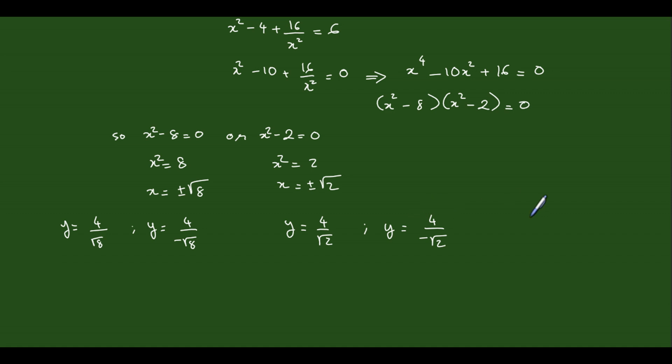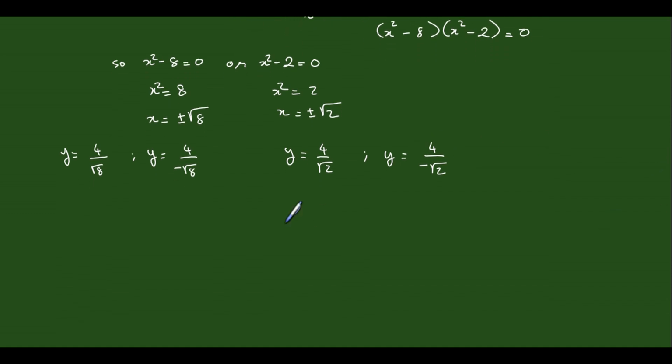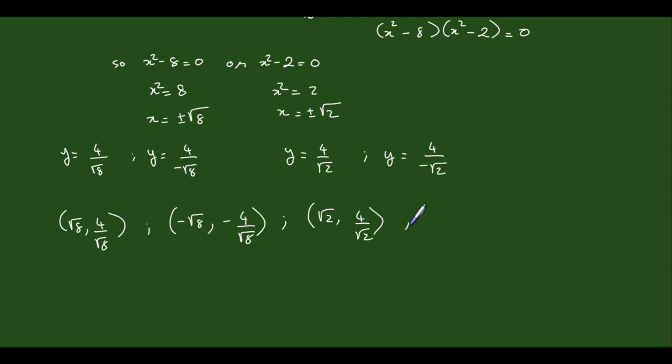So in total I will have 4 intersection points. The first one will be square root of 8, comma 4 over square root of 8. If you want to simplify, go ahead, but you don't have to. The second intersection point will be negative square root of 8, comma negative 4 over square root of 8. The third one will be square root of 2, comma 4 over square root of 2, and the last one will be negative square root of 2, comma negative 4 over square root of 2.